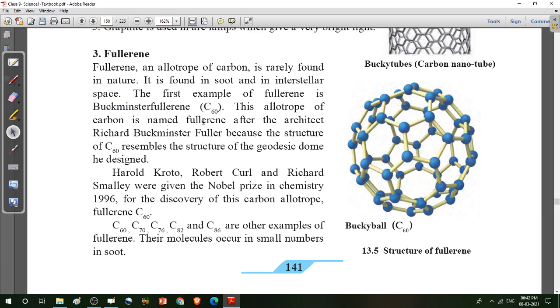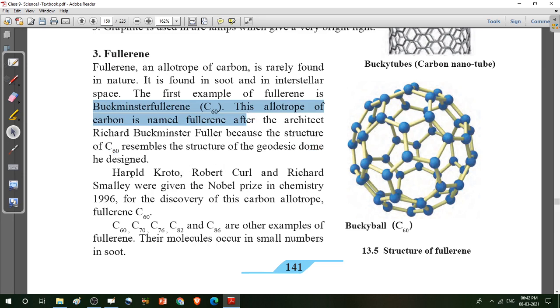This allotrope of carbon is named fullerene after the architect Richard Buckminster Fuller, because the structure of C60 resembles the geodesic dome he designed. You know what a dome is? The dome is the upper structure of any building or temple. Clear? The appearance of C60, the Buckminsterfullerene, is like a dome.